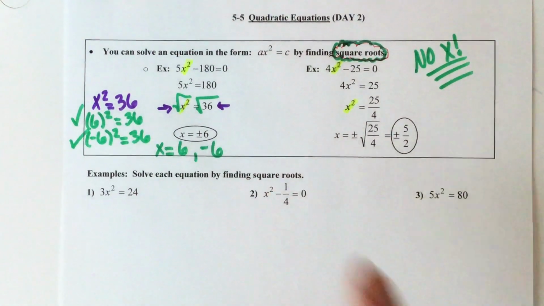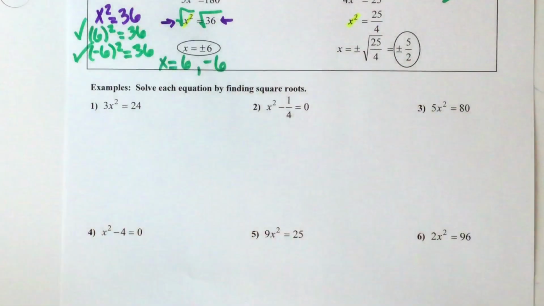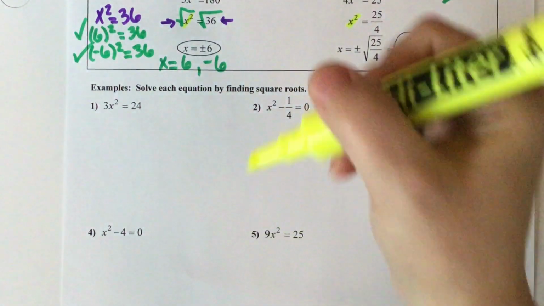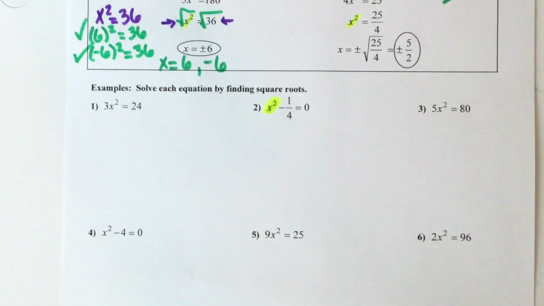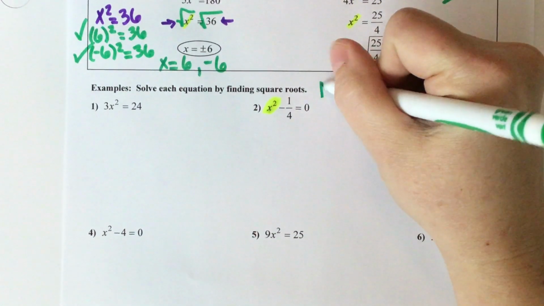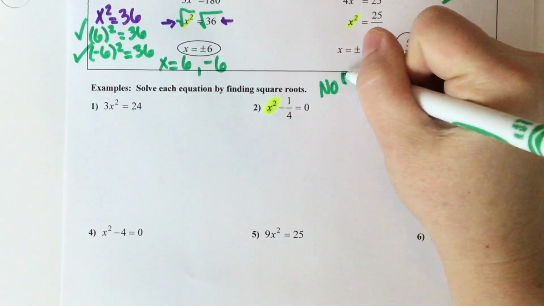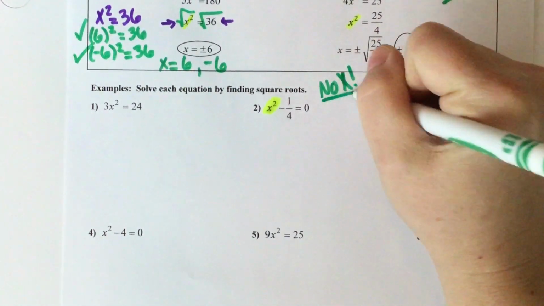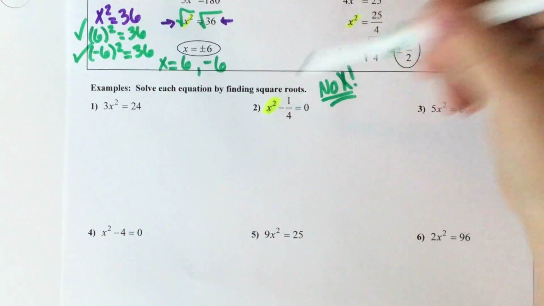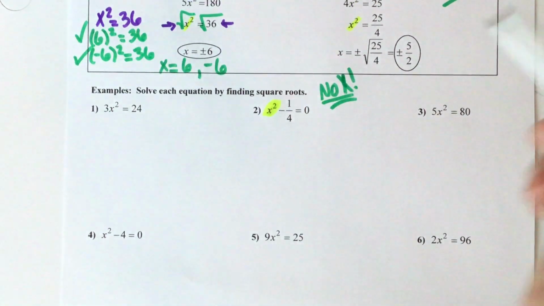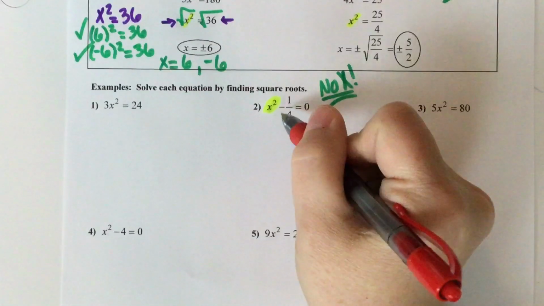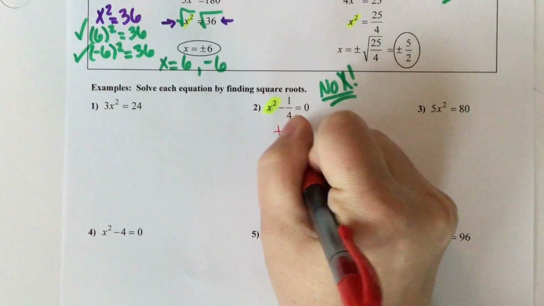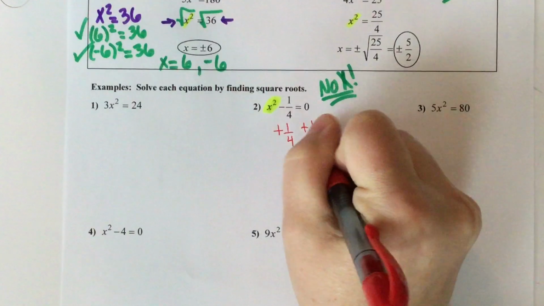So I want to start with number 2. Now, you may not think that this looks easy because of the fraction, but it's actually really easy. My goal is to get x squared by itself. And once again, the reason I can do this square root method is because there's no x in the problem. I've got an x squared, I've got a constant, but no x. So to get x squared by itself, I'm going to move the subtraction of 1/4 by adding 1/4 to both sides.